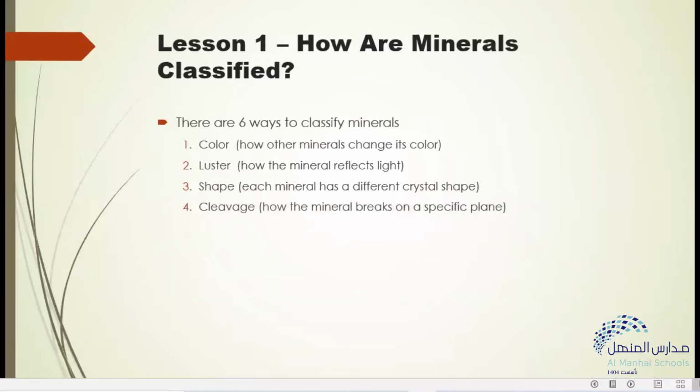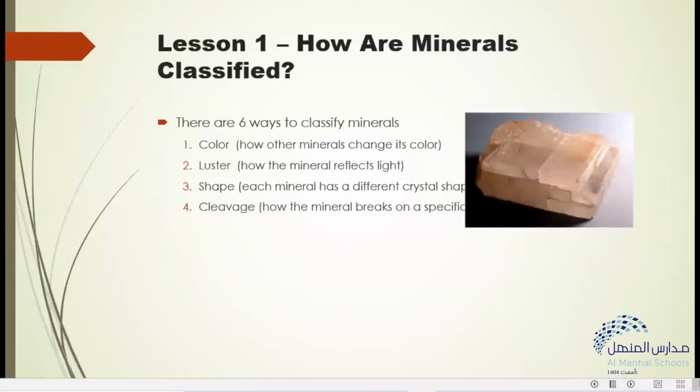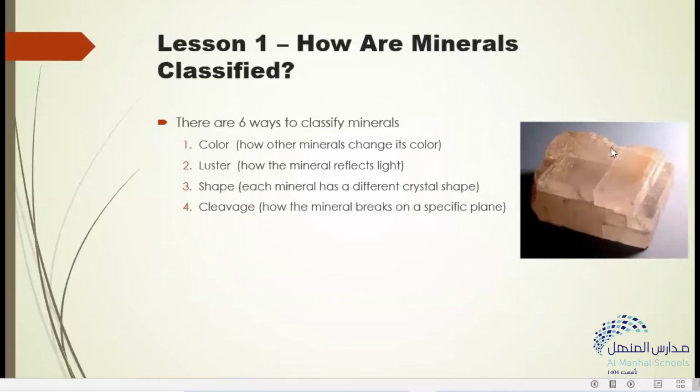Cleavage is how the mineral breaks on a specific plane. In this example, you can see that the mineral has different planes and lines along which we can break it. If we put pressure on this mineral, it will break in a specific way.